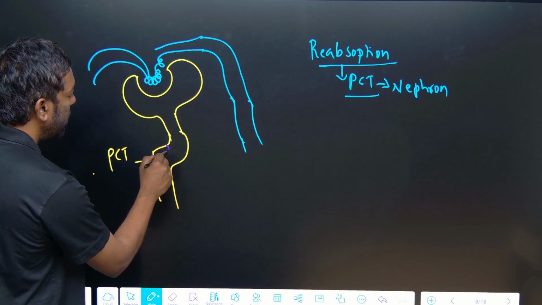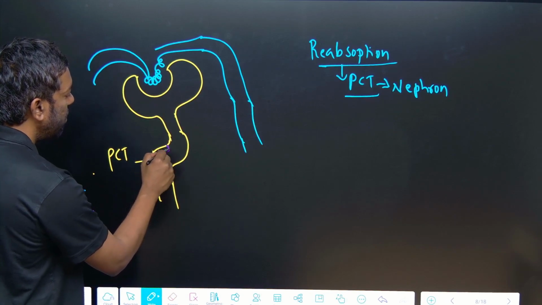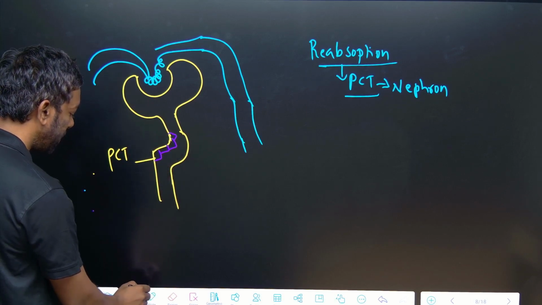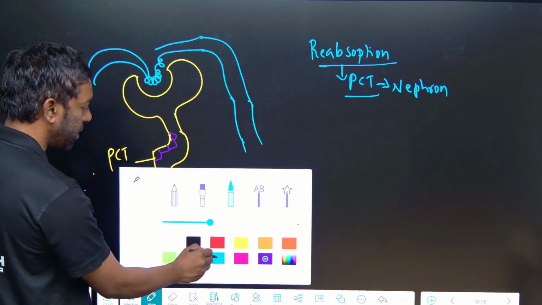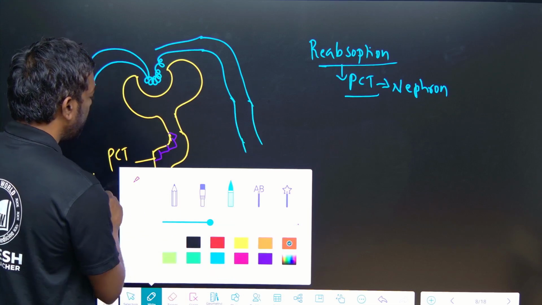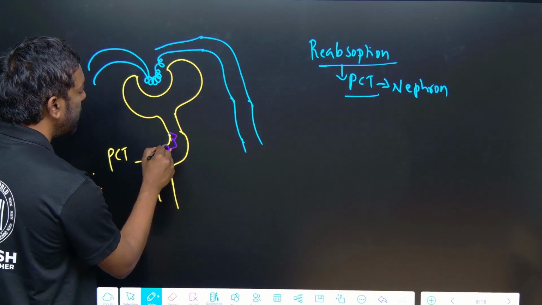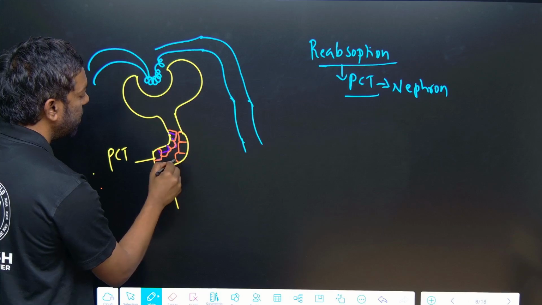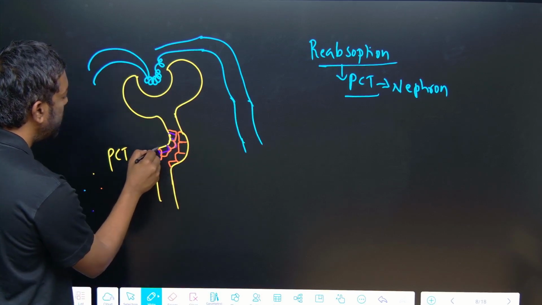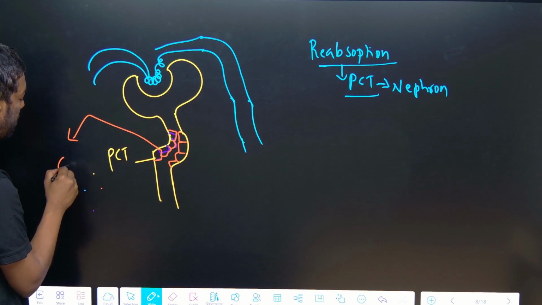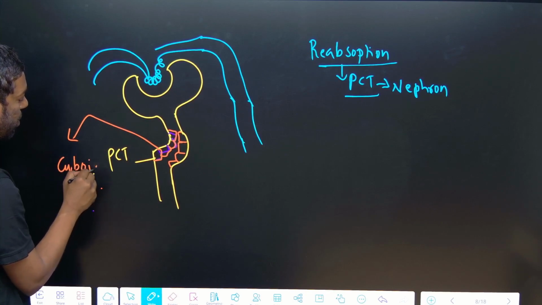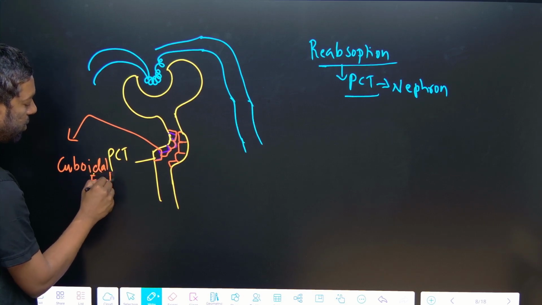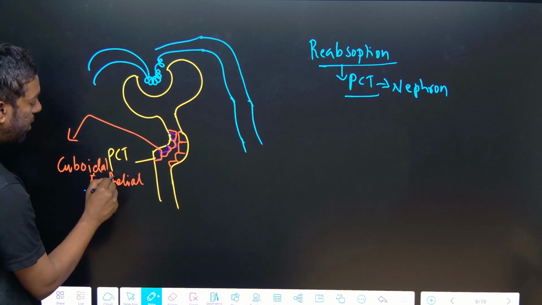In this PCT region, the epithelial tissue modification is like this. This part of the epithelial tissue we can call cuboidal epithelial tissue.